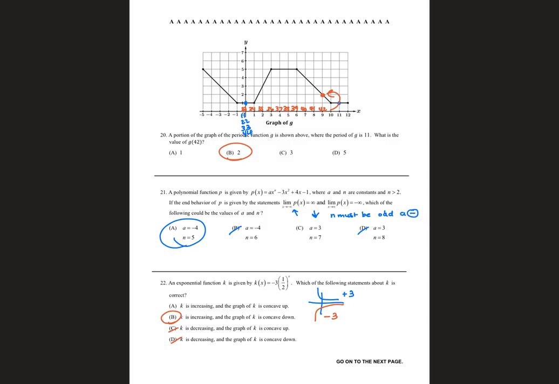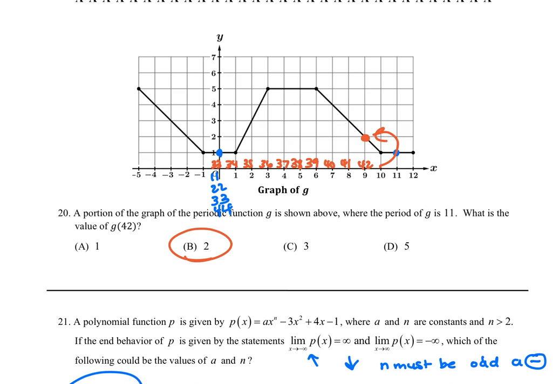All right, 20 to 22. 20 says a portion of the graph is shown above where the period of the graph is 11. What's the value of f of 42? So even if you just looked at your graph, it tells you the period is 11, but also if you looked from the middle point here to the middle point on your pattern, again, it is from 1 to 11. So we did these, it's been a little while, but you remember we would just keep duplicating.